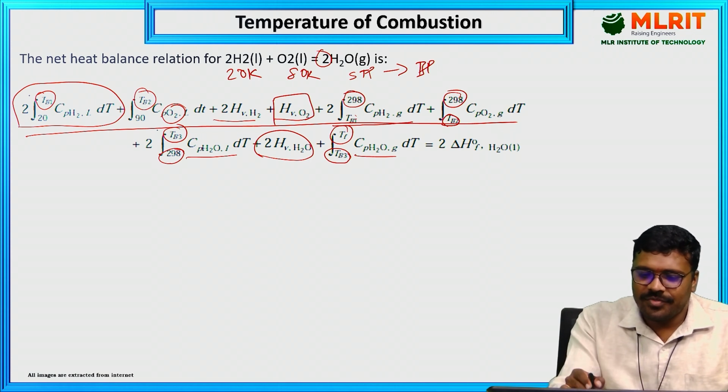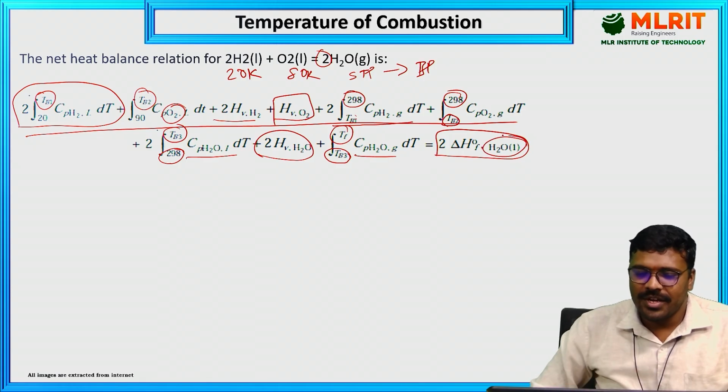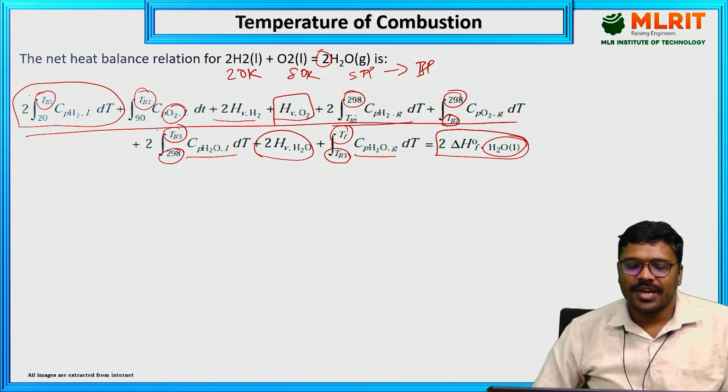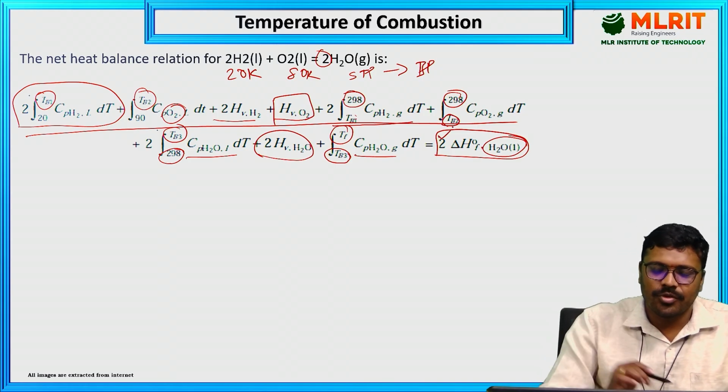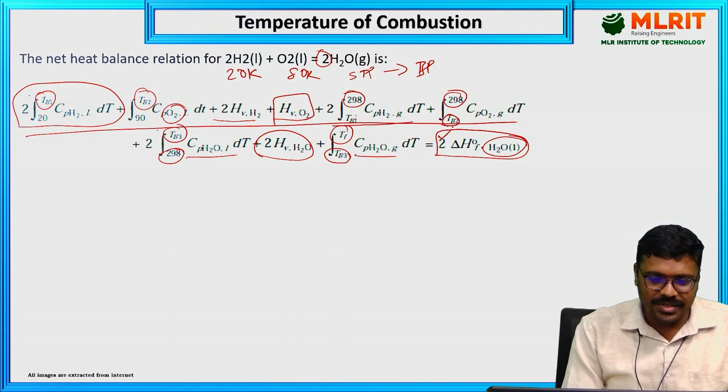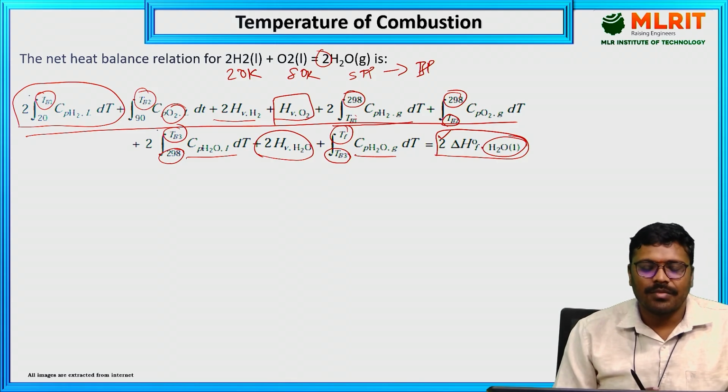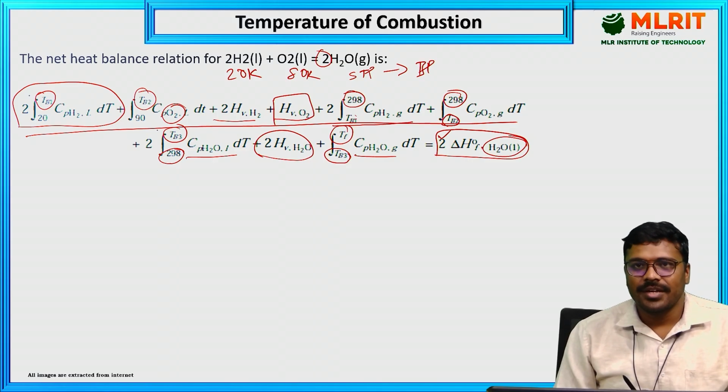Okay. So finally, how many moles of water is formed? 2 moles. Okay, this is the heat of formation of H2O. Here 2 moles formed, so we have considered 2 moles here. So if you balance, this is the energy balance equation for formation of water from the hydrogen at 20 Kelvin and oxygen at 80 Kelvin.